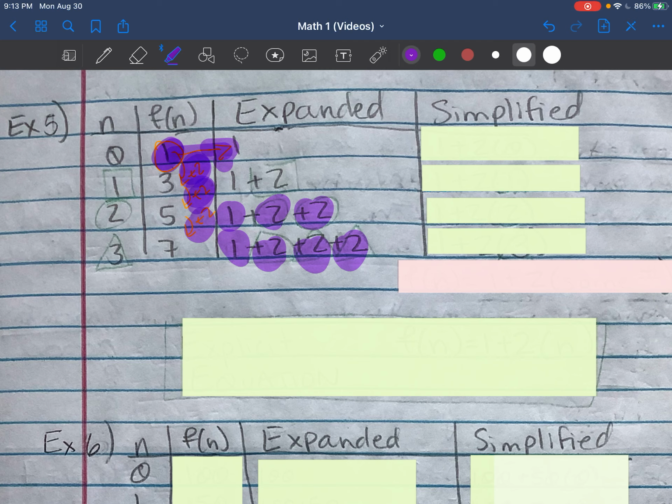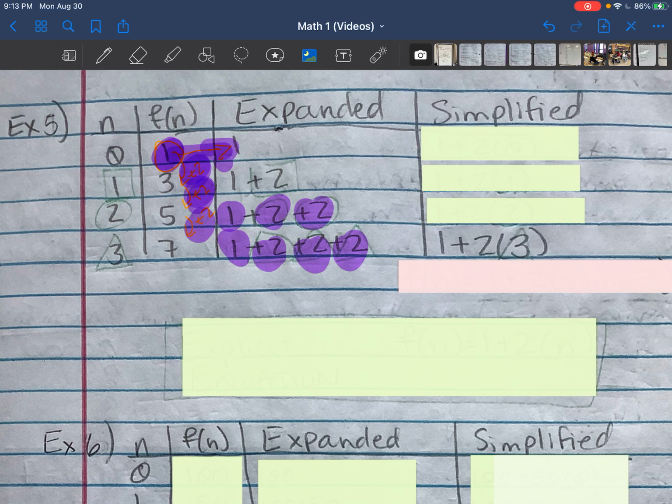When we simplify, I always start at the bottom because that's just how I roll. And I don't want to write plus 2 that many times anymore. I'm lazy, and the further I get down my table, the more plus 2's I have to write. So what we're going to do instead is write 1 plus 2 times 3.